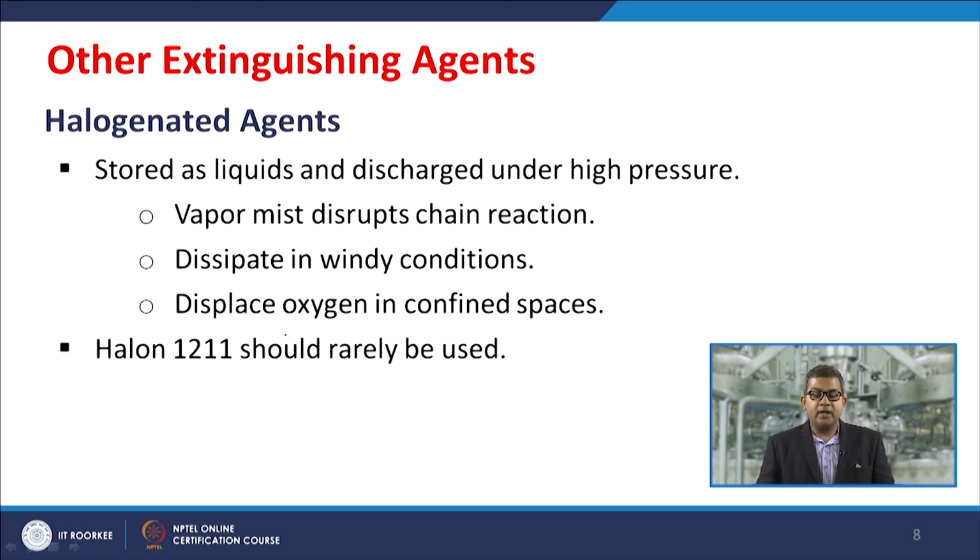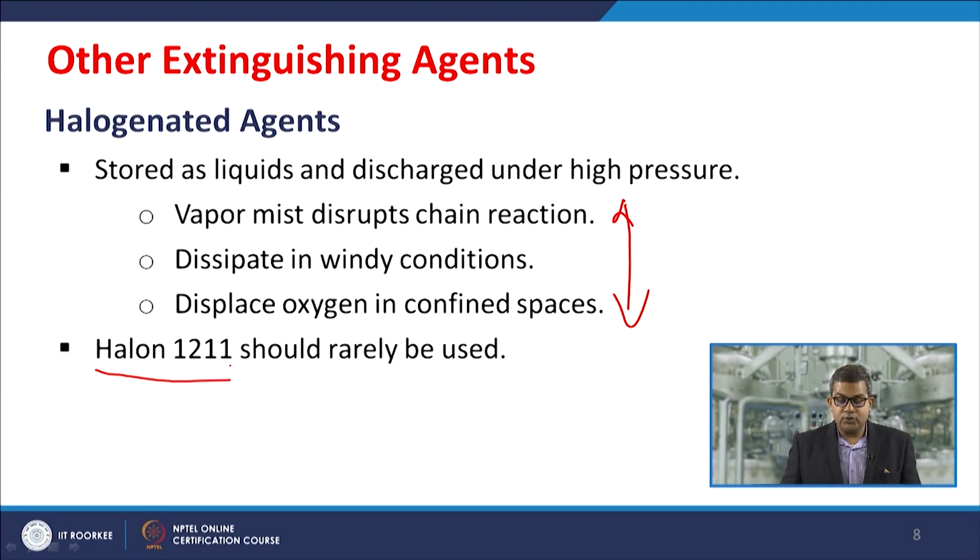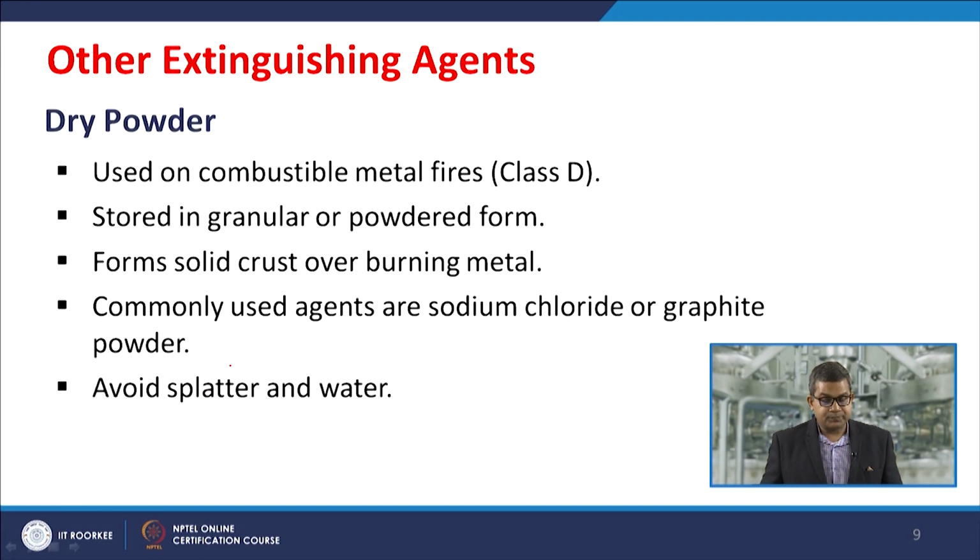Usually they are stored as a liquid and discharged under very high pressure. Vapor mist disrupts the chain reaction. This is one of the added benefits of these halogenated agents. They dissipate in windy conditions and displace oxygen in a confined space. So, these are some of the added benefits of these halogenated agents. One advisory is that halon 1211 should rarely be used, because it creates environmental problems.